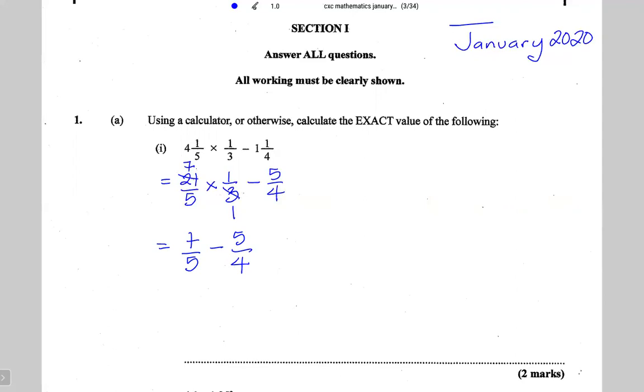Now, if we're adding or subtracting fractions and the denominators are different, we must find the LCM. The LCM here is 20. 5 into 20 is 4. 4 times 7 is 28. Minus 4 into 20 is 5. 5 times 5 is 25. 28 minus 25 is 3. So the answer is 3 over 20. Next question.